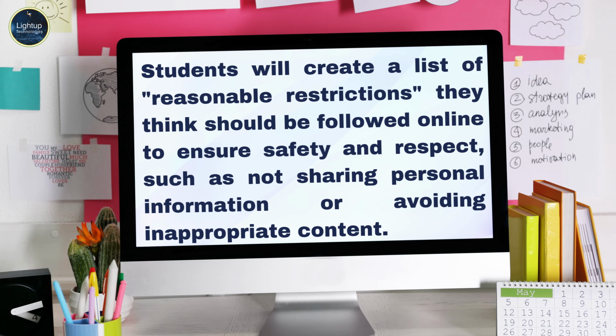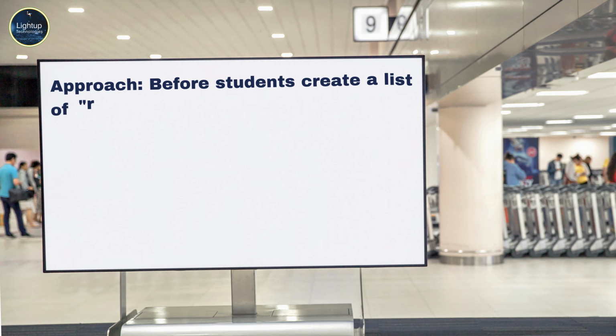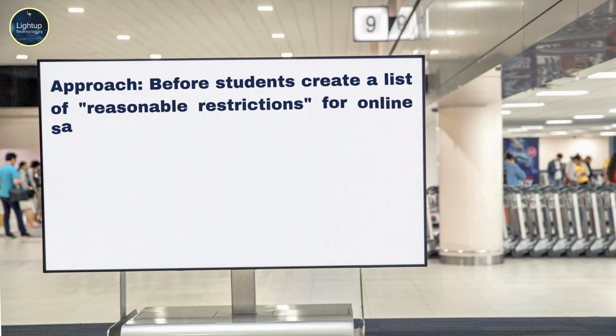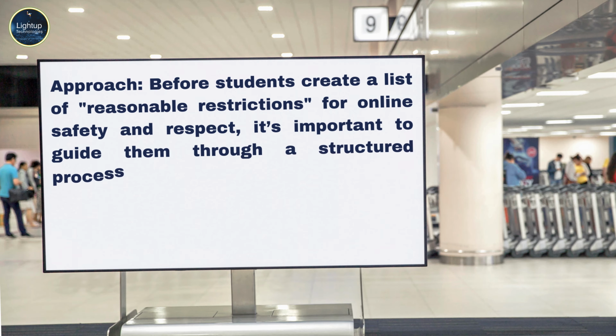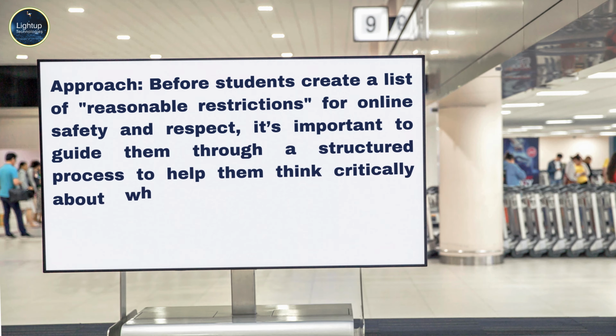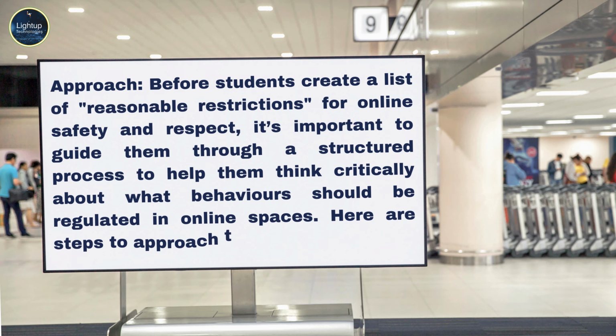Students will create a list of reasonable restrictions they think should be followed online to ensure safety and respect, such as not sharing personal information or avoiding inappropriate content. Approach. Before students create a list of reasonable restrictions for online safety and respect, it's important to guide them through a structured process to help them think critically about what behaviors should be regulated in online spaces.